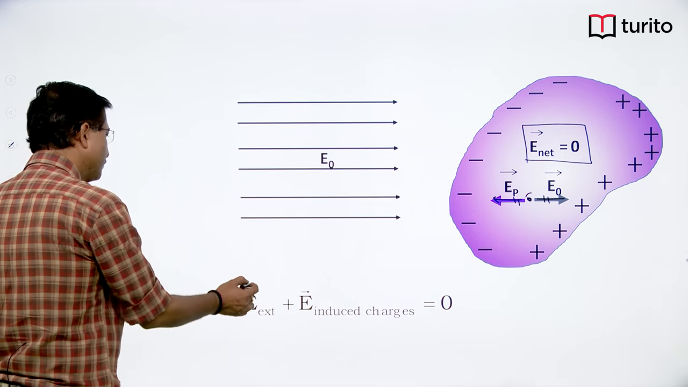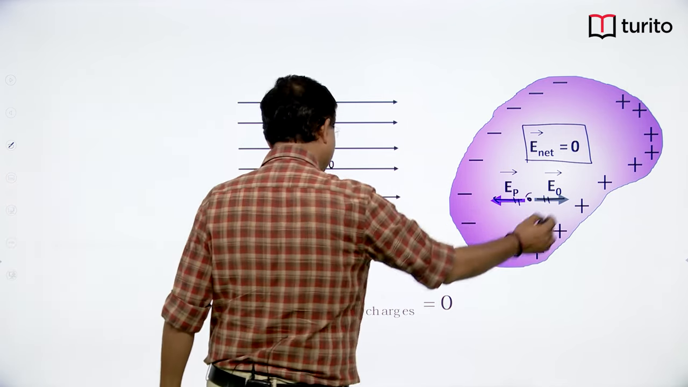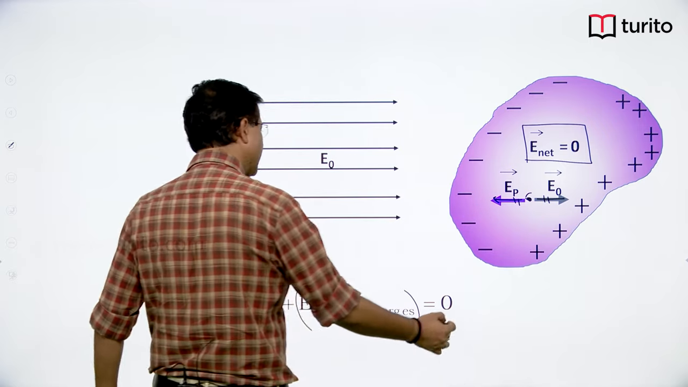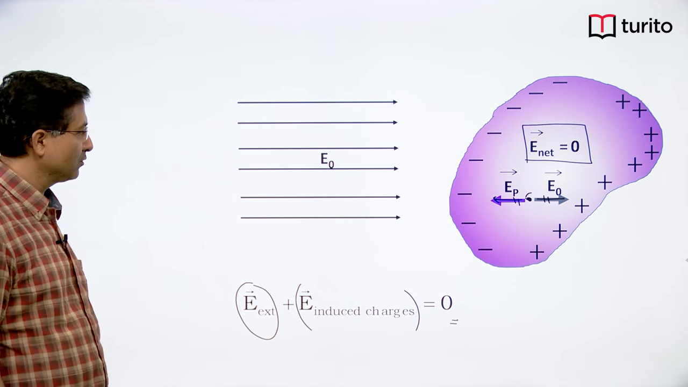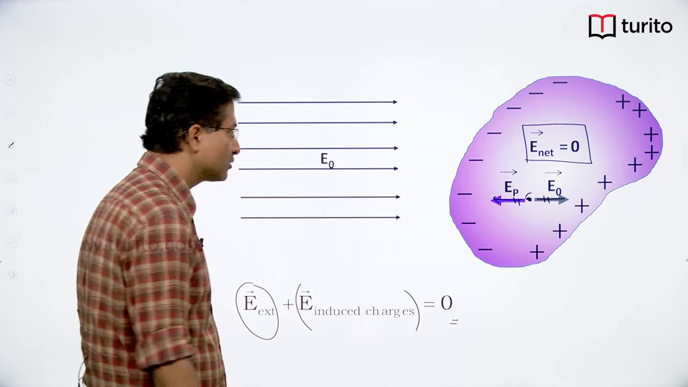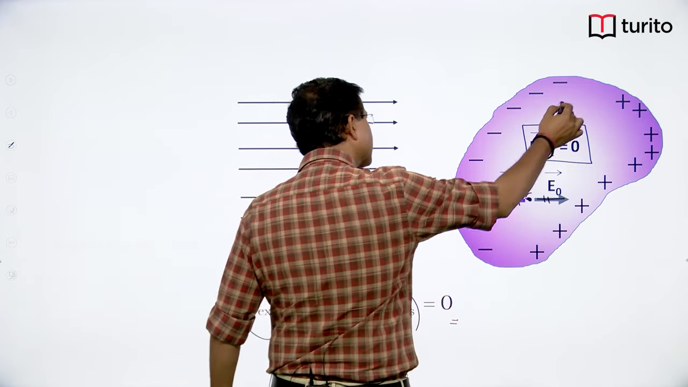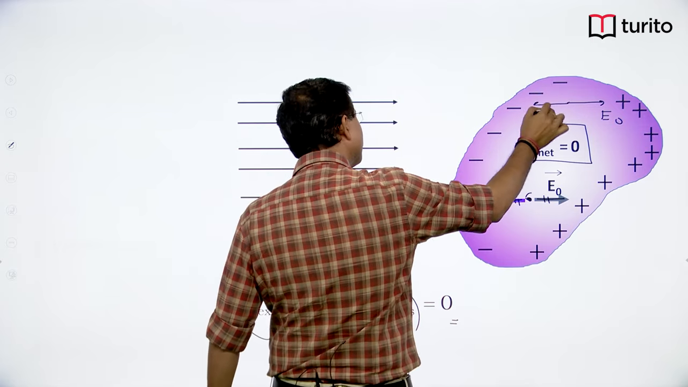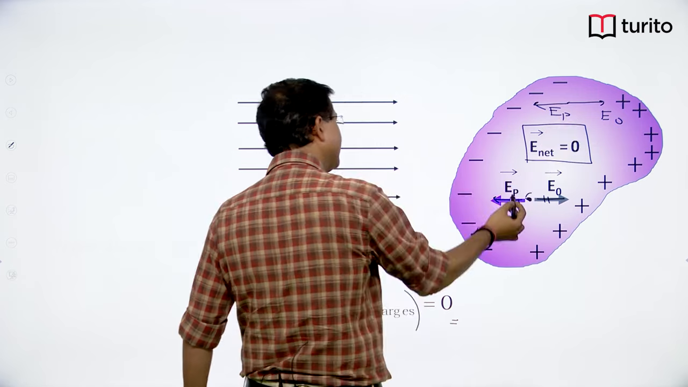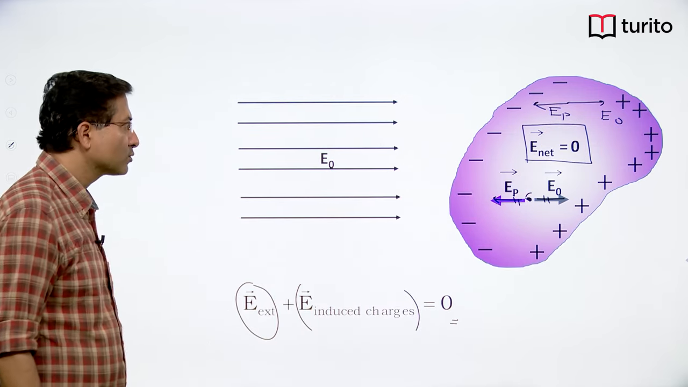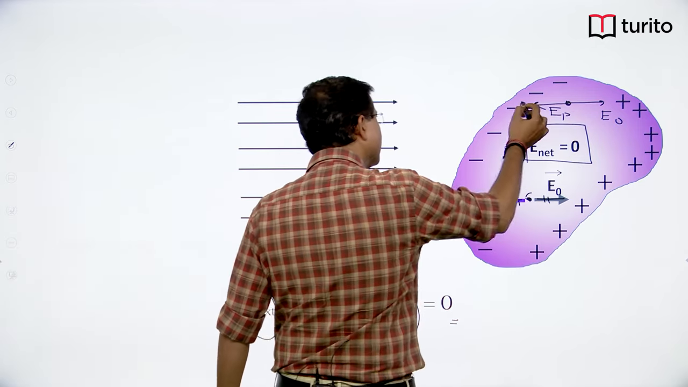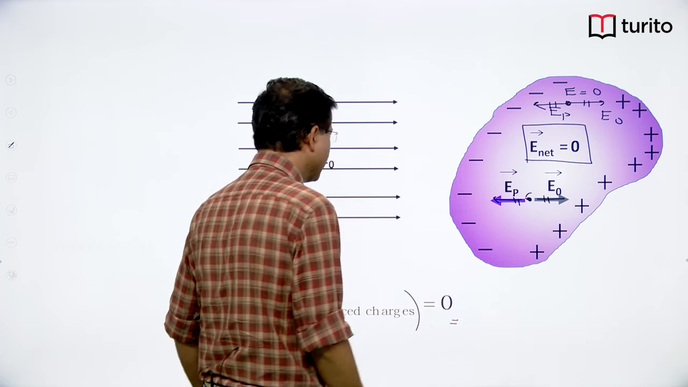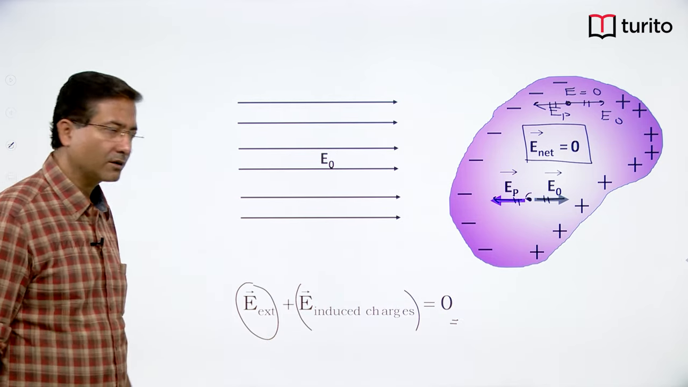So, ultimately what are we getting? The field by the external agent and the field by the induced charge will cancel each other at this particular point, and you are going to get net field 0 at every point on the conductor. So, these two in combination, somewhere here. This external field will produce a field in this direction, E naught, and these two in combination will produce a field in this direction. I am writing EP because it is representing polarization, right. So, the field produced by the induced charge, EP, and this E naught will cancel each other at every point inside the conductor, and the net field you are going to get is 0, right. This is the first point.